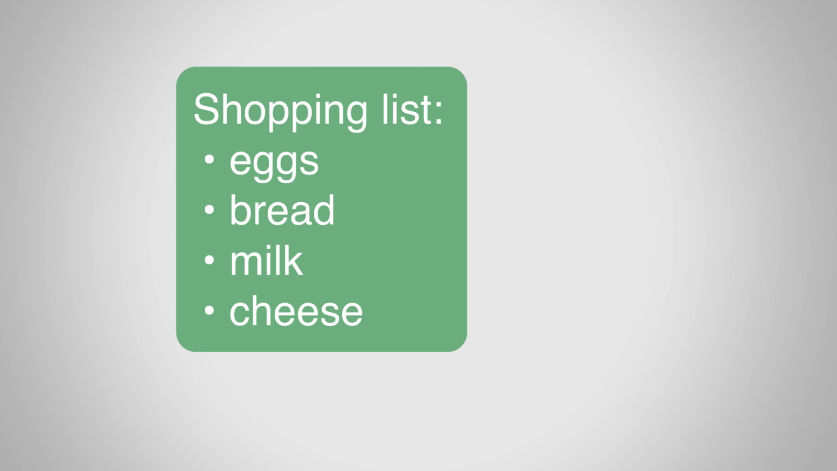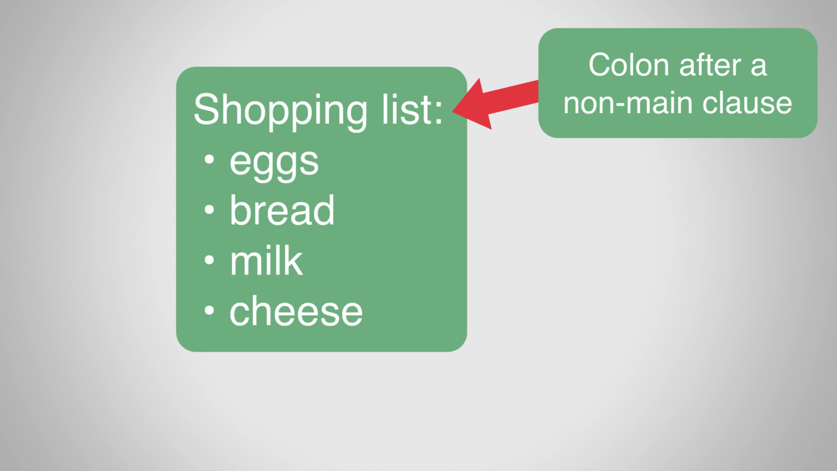Notice how we've broken some grammatical rules here. The first is that we've used a colon after something that isn't a main clause. This is only okay if we're writing a list with bullet points. Another rule we've broken is that we haven't used and before the final item in the list. Again, this is alright when using bullet points.